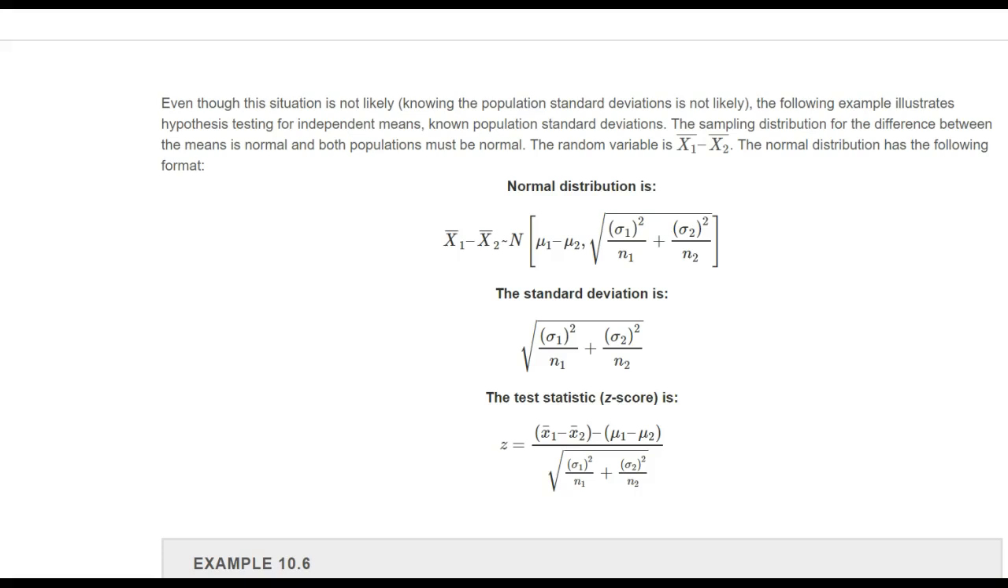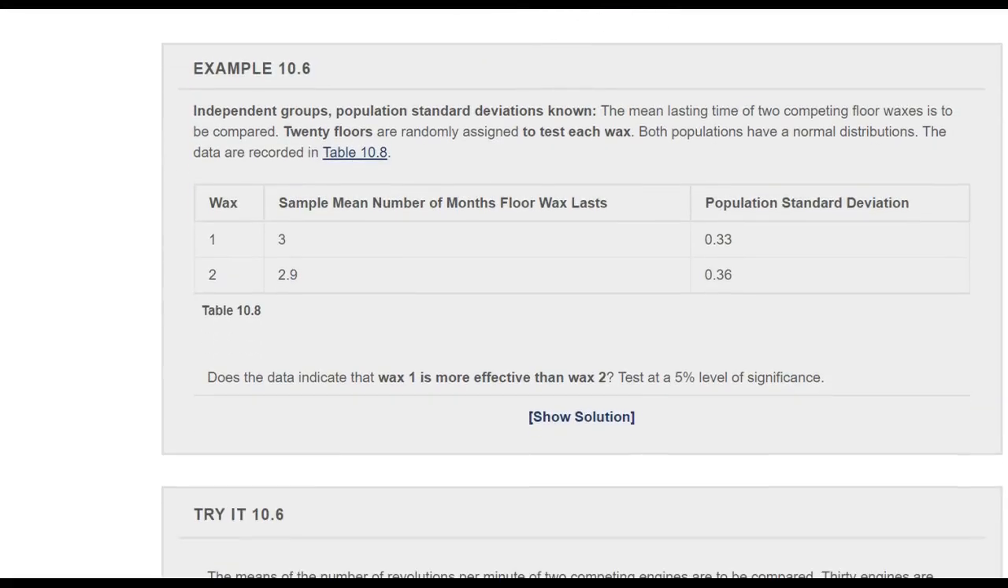We still have to figure out what we're testing and which test to use, and we also have to interpret our results and know what they mean. So let's see an example. In our example, we have two independent groups, and we know the standard deviation for the population.